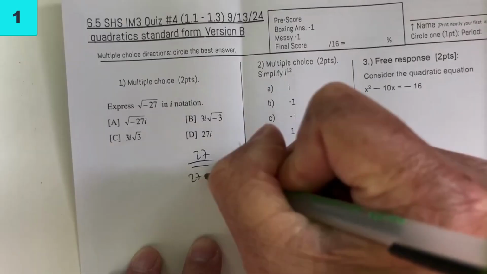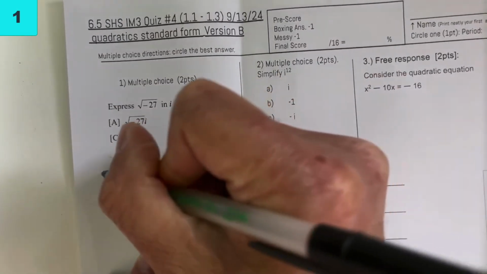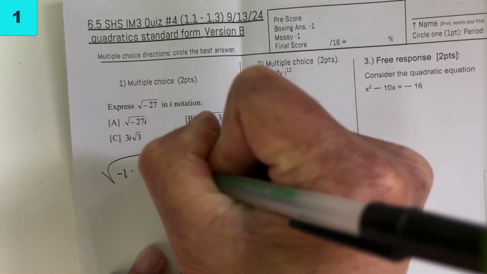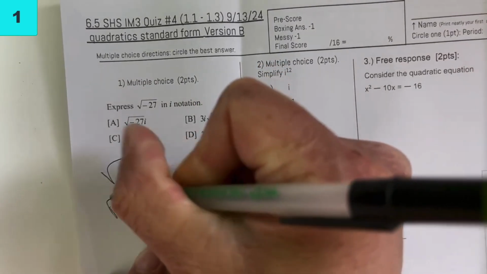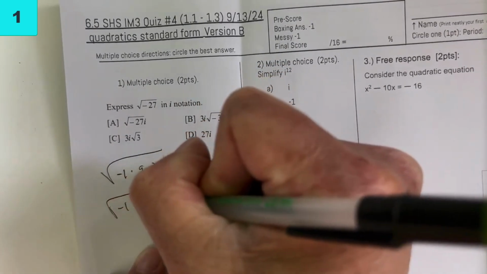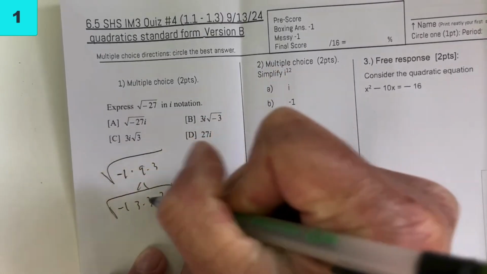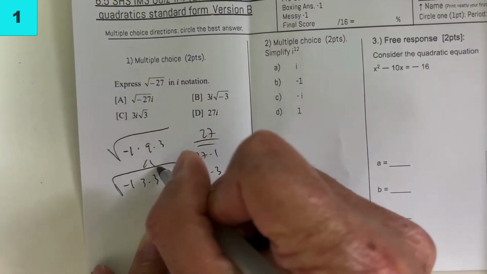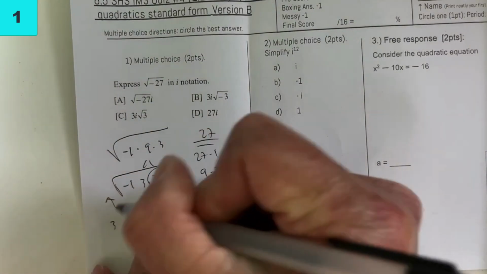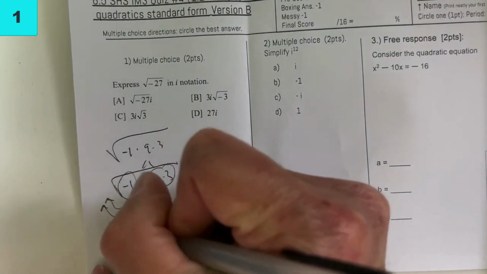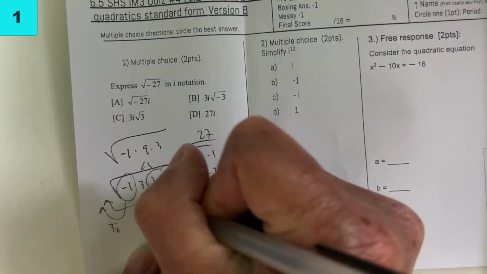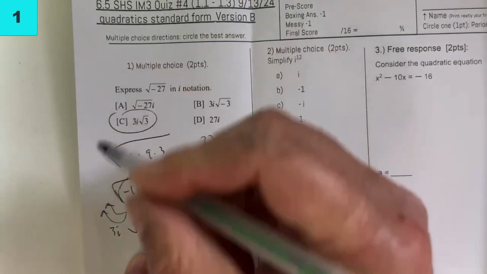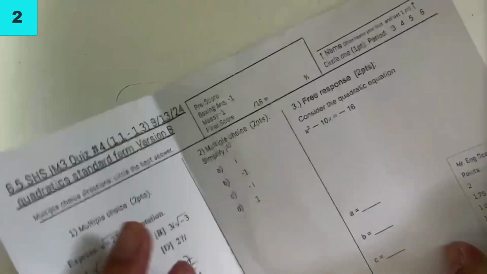Factors of 27 are 27, 1, 9, and 3. So I have negative 1 times 9 times 3. The 9 can be broken up into two 3s. Remember, you can always multiply everything in the radicand to get back to the original. You have a pair. Square root of negative 1 is i, and then that 3 stays in there. 3i radical 3 is your answer. Notice there is no plus or minus because it's not an equation.